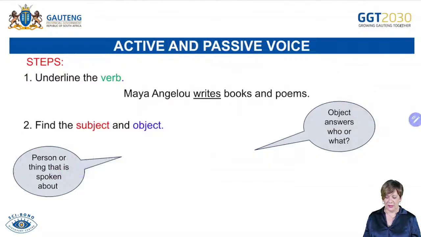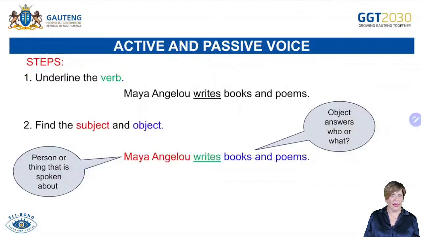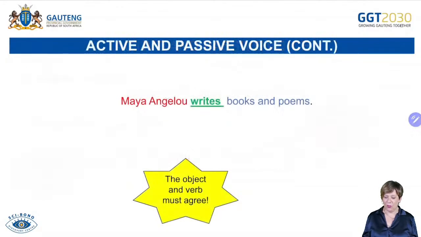I've got the verb. So the subject is obviously the person that is, or the thing that is spoken about. In other words, who writes? Maya Angelou writes. So she is my subject. What is she writing? She's writing books and poems. I really need you in the exam to use different colors or underline or encircle, whichever way works for you, so that you can clearly see this is my object and this is my subject. Because the next step then will be to switch the two.